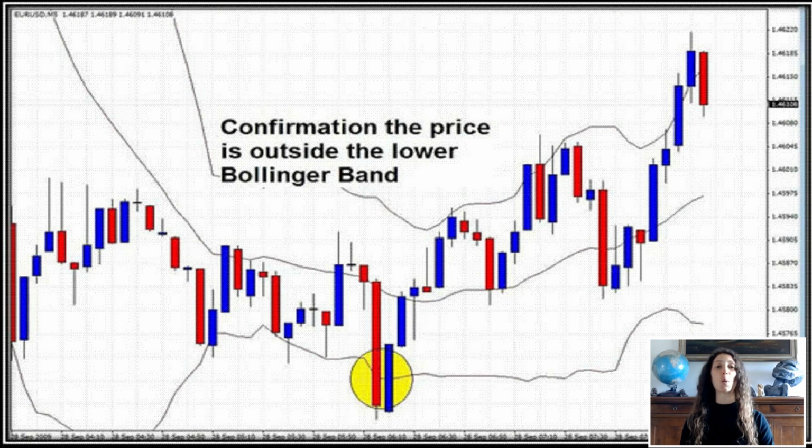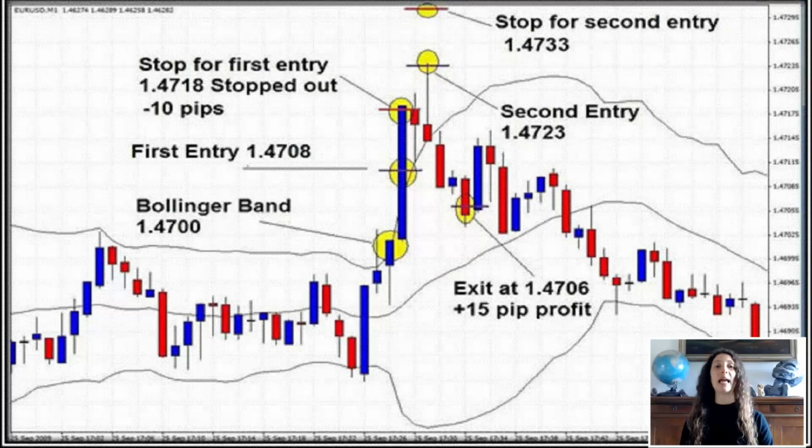Confirmation to take the trade on the 5-minute chart below. In this example, the entry was confirmed to go short at 1.4708 on the 5-minute chart, 8 pips above the close of the Bollinger Band trading from the previous candle at 1.47. A stop was placed 10 pips away. Unfortunately, this first trade was stopped out at minus 10 pips and the price carried on upwards.